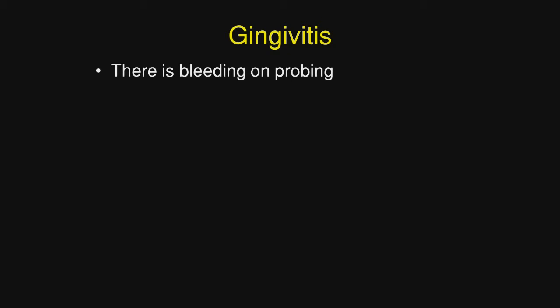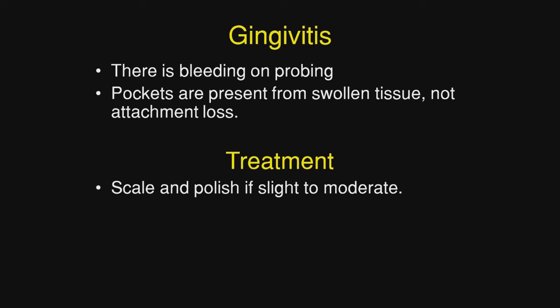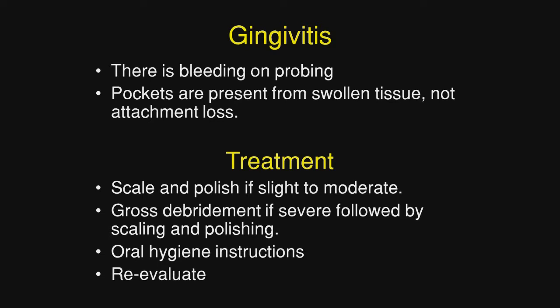Gingivitis. We're all familiar that there should be some bleeding on probing. Pockets are present from swollen tissue, but not from attachment loss, and the treatment is scaling and polishing if slight to moderate. If you have a severe gingivitis, perhaps you may want to do a gross debridement, reinforce home care, and follow that up with scaling and polishing. But this is not treated by scaling and root planing, only by scaling. And oral hygiene instruction certainly is necessary, as well as a follow-up reevaluation.